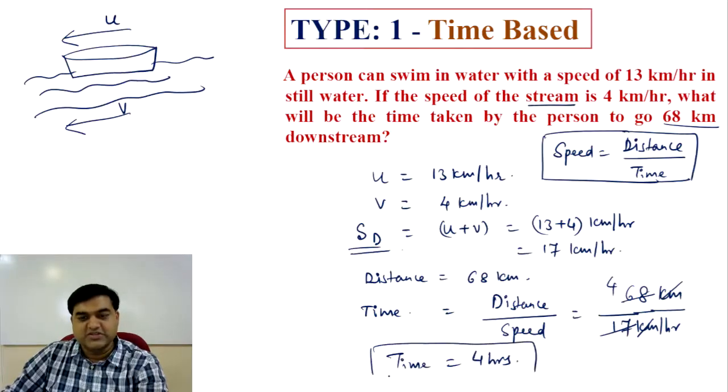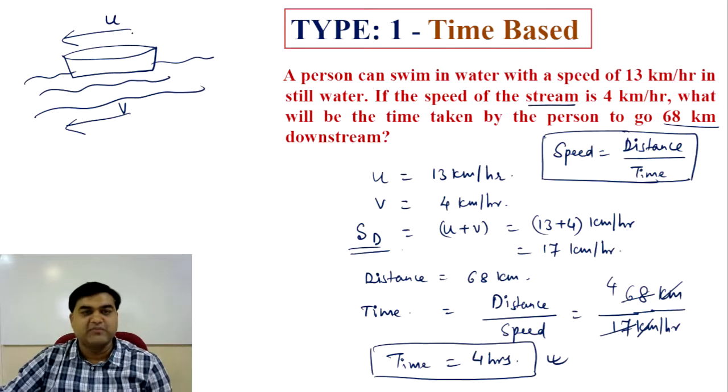So this was an easy question, right? It was just based on relative speed. Number one, how to find the downstream speed. Downstream is nothing but u plus v. If it is upstream, it is going to be u minus v, right? And then we know the distance and we have found the time. Now let's see another question.